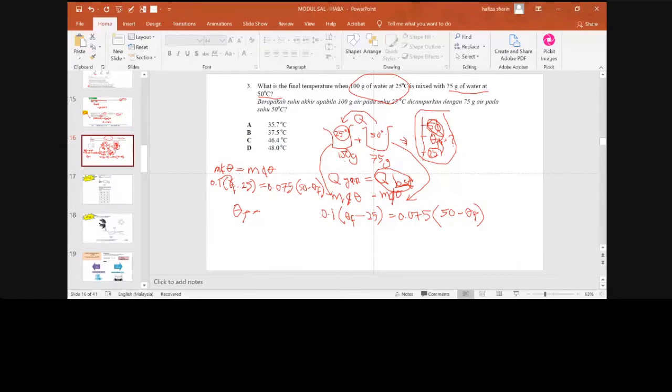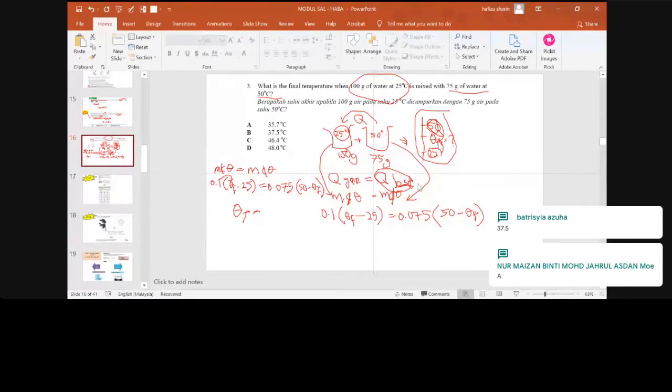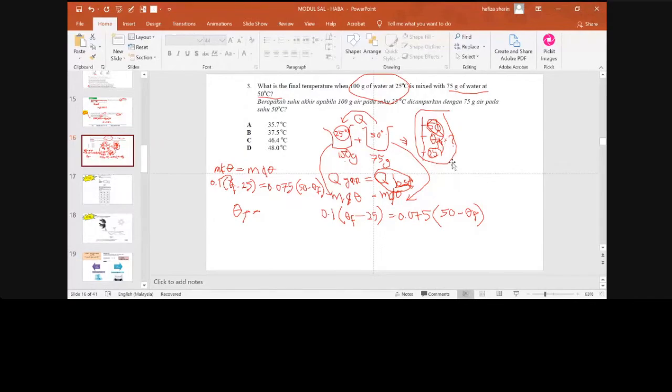Okay. So the final answer, you tengok, you kira, you mesti dapat in between 25 and 50. Kalau you tiba-tiba dapat 22, maksudnya salah. Kalau tiba-tiba you dapat more than 50, takkan you letak air panas campur air sejuk, tiba-tiba dapat air mendidih, kan? Takkanlah. So you akan dapat in between. Okay?